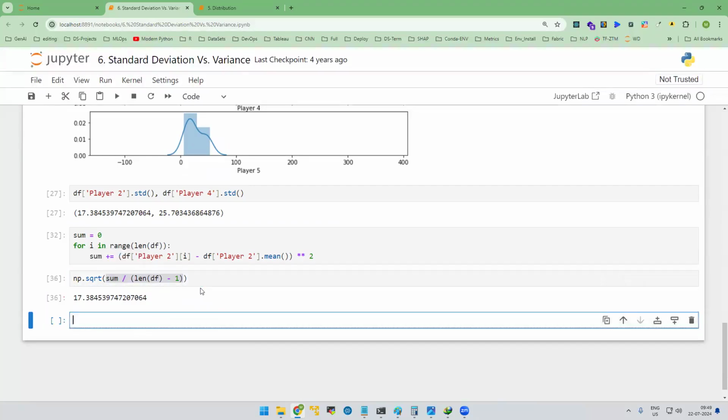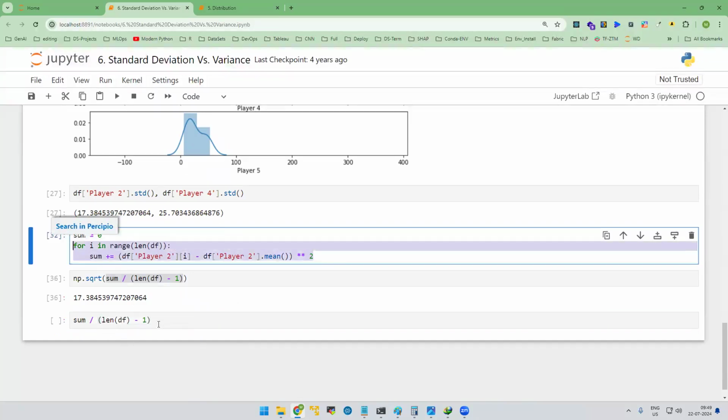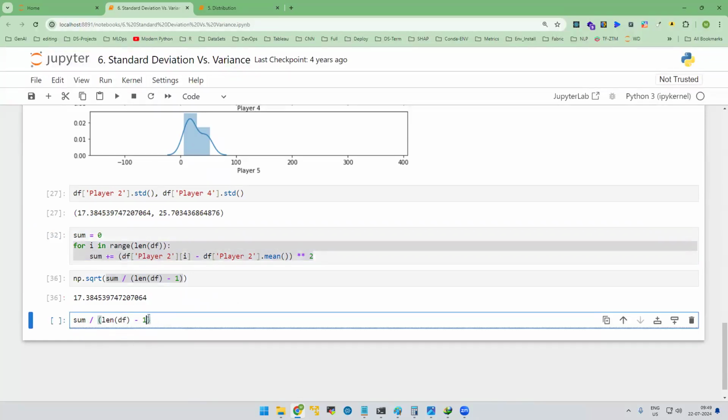This is 10 minus 1. This is 10 rows, so 10 minus 1 is 9. We already have the summation divided by 9. But just consider that we don't require that minus 1. Just consider 10. So it's going to give us the average variance, how much it varied from the mean, right?